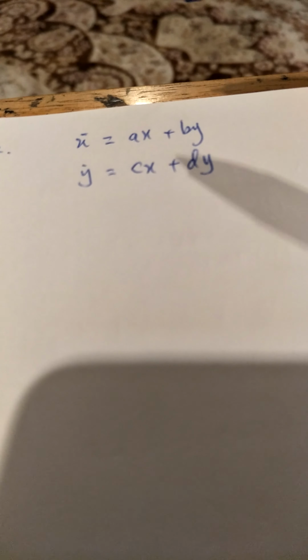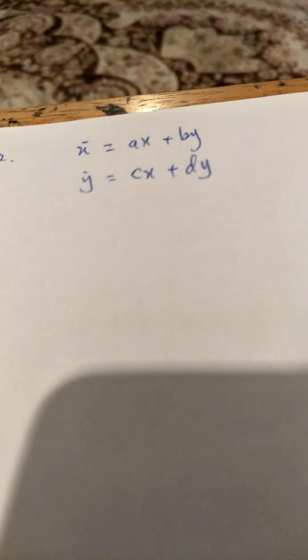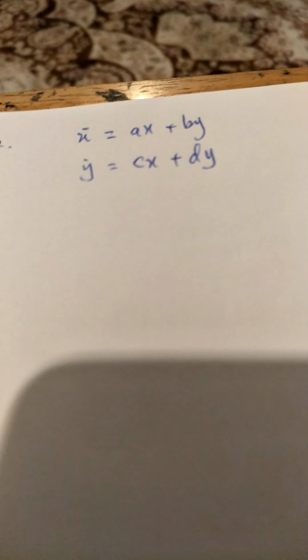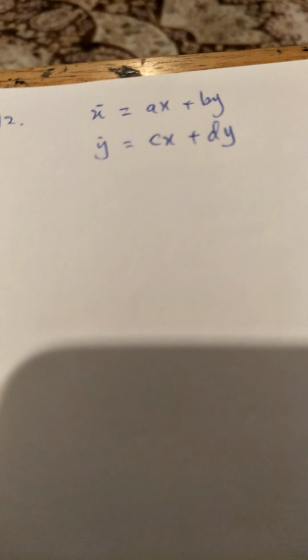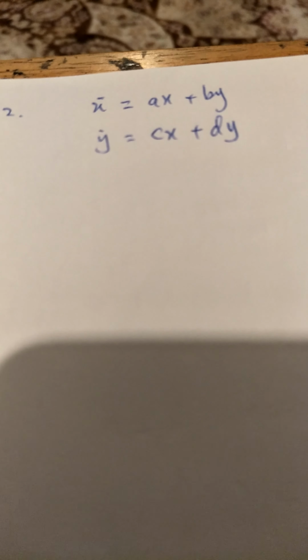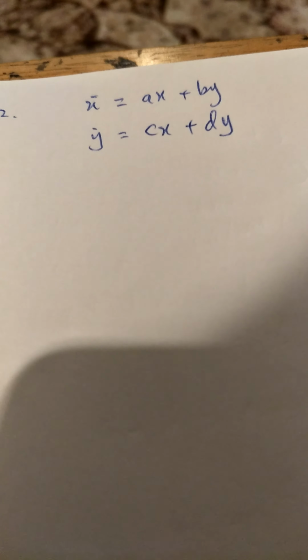Okay, this is my video number 12. We're still dealing with the system of x dot equal to ax plus by and y dot equal to cx plus dy. In the previous video we dealt with the first case, where we have a real and distinct eigenvalue. Now for this case we call it case 2.